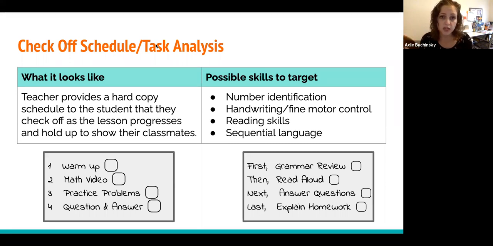They're practicing reading skills, and you would want to make sure that the text was at an appropriate reading level for them so they can be successful in reading it with their peers. And introducing sequential language, that would be the example on the right. Words like first, then, next, and last are really easy to incorporate in this strategy.